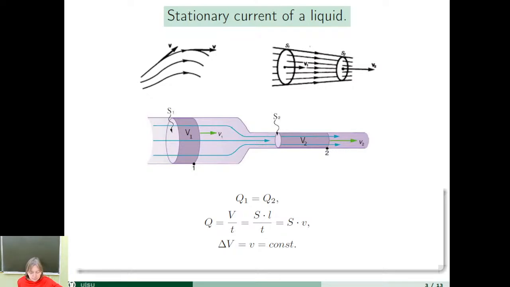Consider the established or stationary current of liquid. This is a current at which the speeds of particles of liquid in each point of a stream do not change. Stationary current is characterized by lines of a current. Look at the picture. This is a line of a current, and this vector is a velocity.